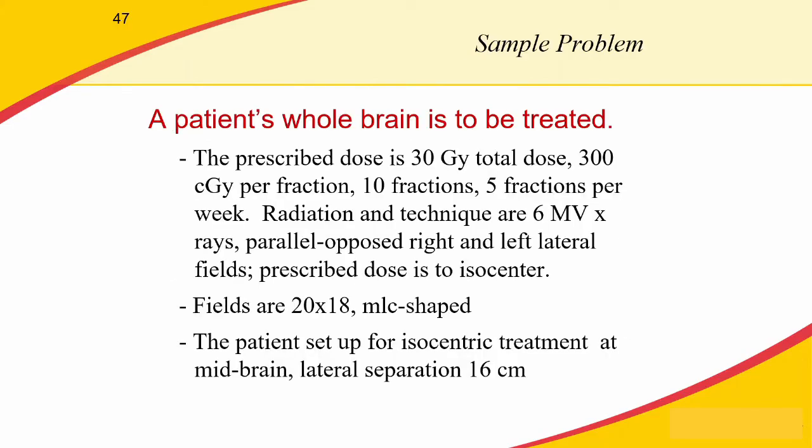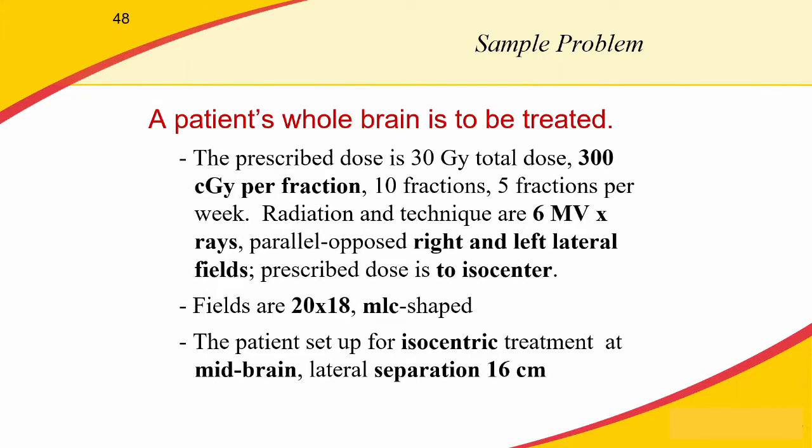Okay, we'll look at a clinical scenario here. In this case, a whole brain treatment. So the patient is prescribed 30 gray total dose, 300 centigray per fraction, 10 fractions, 5 fractions per week. We're using a 6 MV X-ray beam with parallel opposed fields, and we're prescribing dose to isocenter. Our field shape is 20 by 18. The patient is set up isocentrically with a lateral separation of 16 cm.